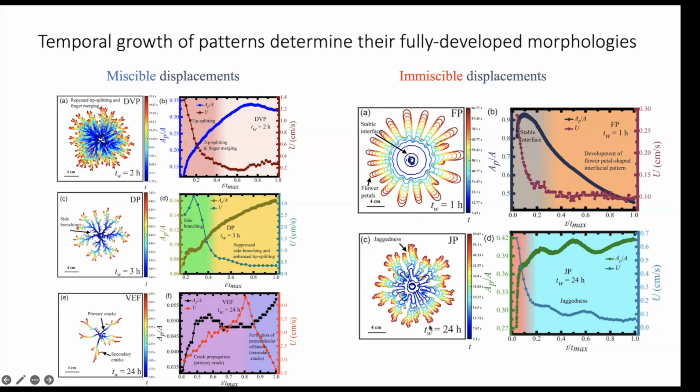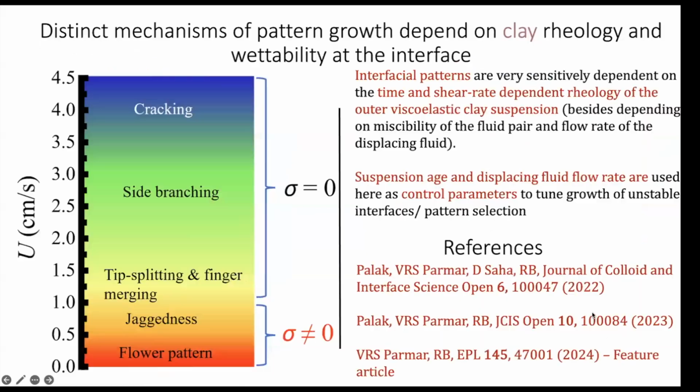But for the jagged pattern, when you invaded the highly elastic clay with oil, you see this waviness in the velocity. That is because of the intermittent dynamics at the interface, which arise because of the breaking up of structures. The oil has to break up structures in its path, and as a result you see this kind of waviness.